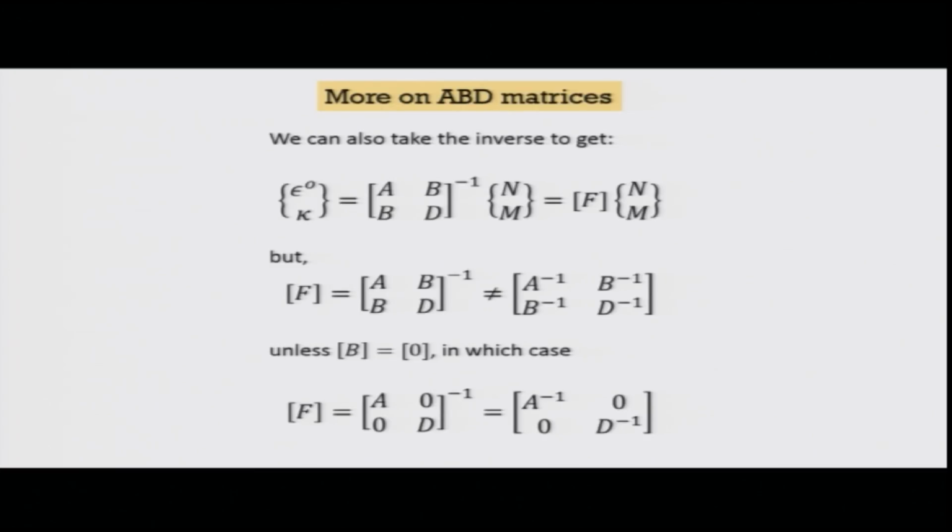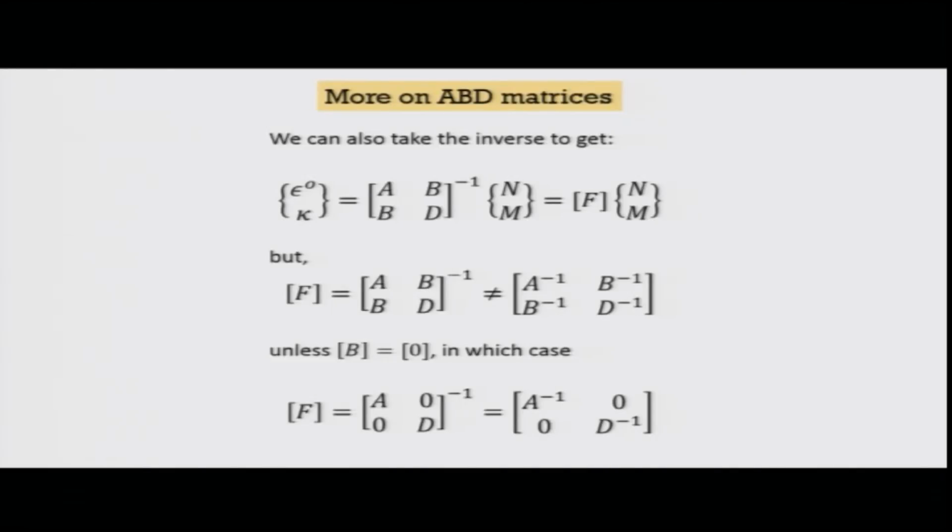Now, we can also look at the ABD matrix from another point of view, that is, earlier I told you that N M, what was the earlier relationship if you remember, was [A B; B D] times epsilon 0 kappa.